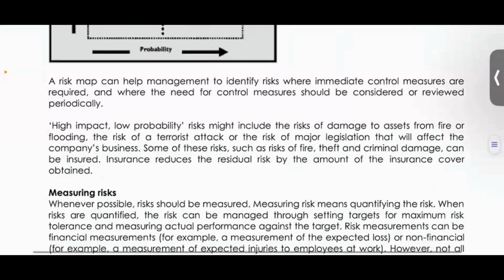Okay? High impact, low probability risks might include the risk of damage to assets or fire or flooding, the risk of a terrorist attack, or the risk of major legislation that will affect a company's business. Some of these risks, such as the risk of fire, theft, criminal damage, can be insured. Insurance takes the residual risks by the amount of the insurance cover obtained.